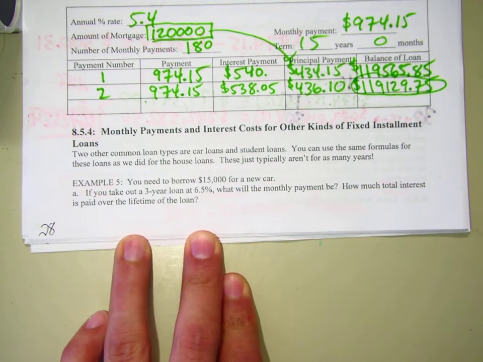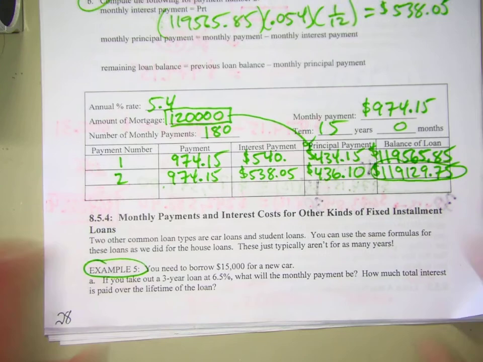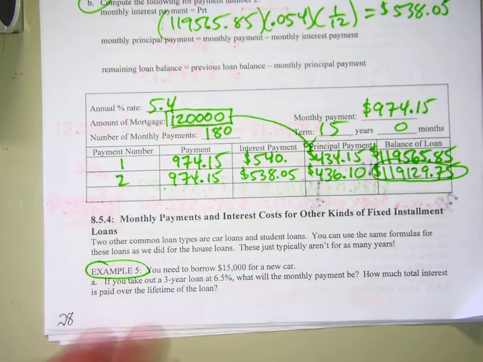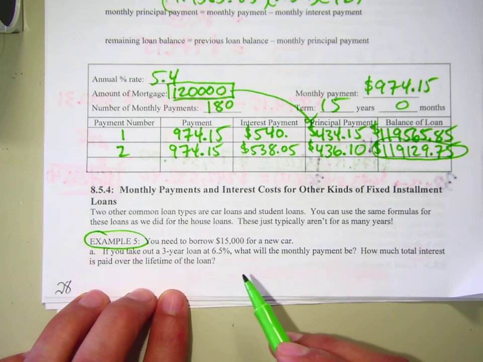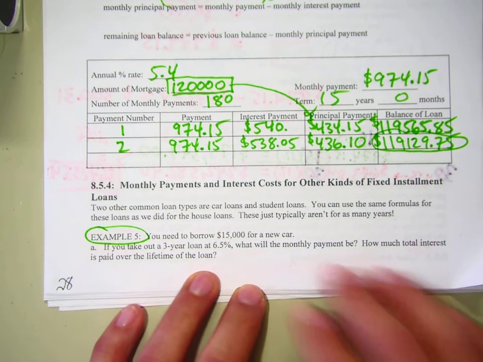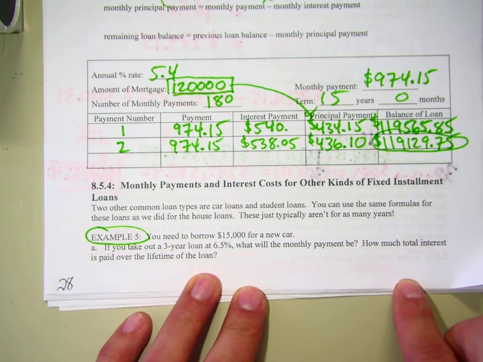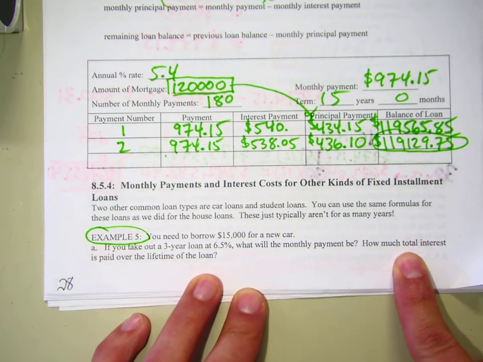Let's go ahead and do, why don't you guys start working through example 5? Take a few minutes and work through that one real quick. This is probably a little closer to you guys because you'll probably be getting some cars in the next few years, probably before you buy a house, right? Read the example. We want to know what's our monthly payment and how much total interest are we going to pay for the entire duration of the loan.